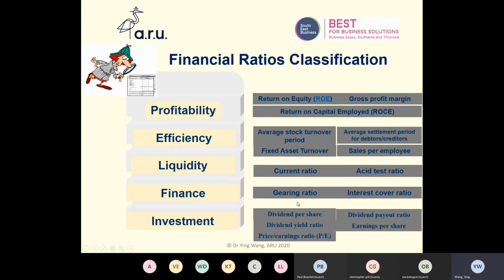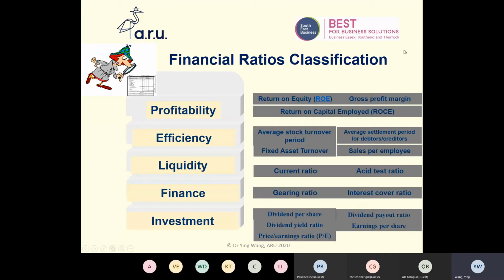Finance ratio is gearing or interest cover, so that's long-term. That looks at long-term debt and equity to find the ratio for gearing, for example. And investment, you have dividend per share or dividend payout, earnings per share, PE ratio. So those are the key categories of financial ratios.